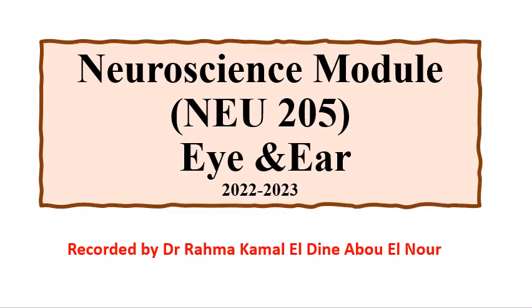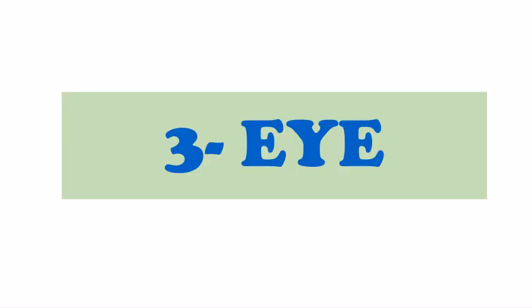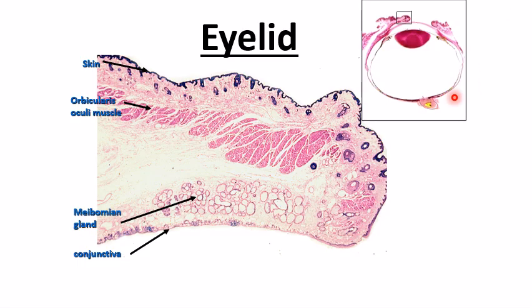First, we're going to take the eye. In the eye, we're going to take microscopic slides: low power eyelid, high power cornea, and retina. The data show will be eyelid, cornea, and retina. Here, this photo.